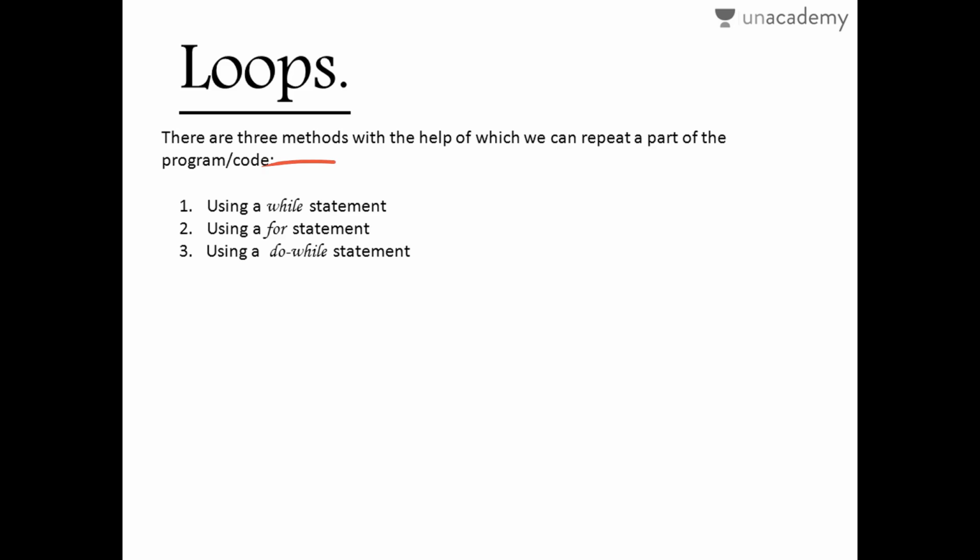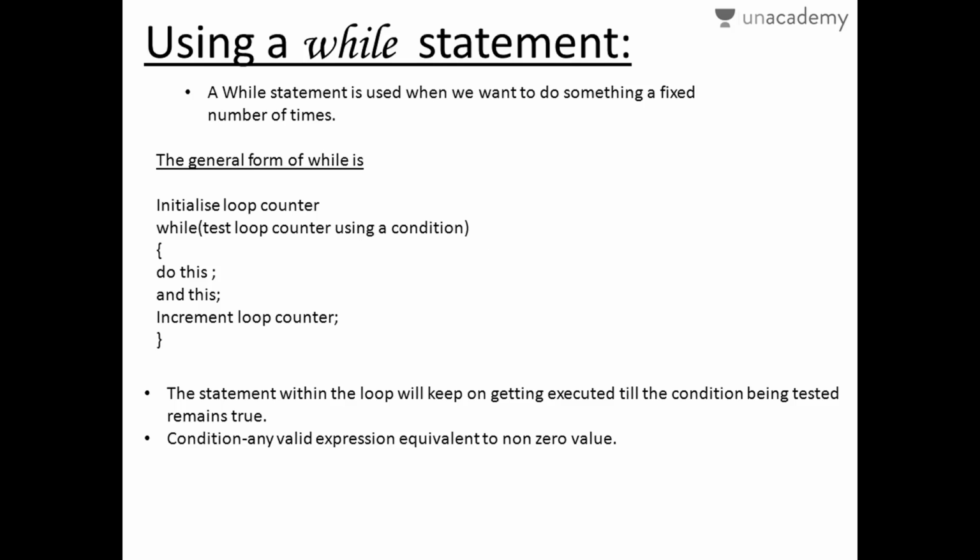Loops generally have 3 methods which help in repeating a part of the program or code. We have while, for, and do while. We'll be discussing while in the beginning. While is mainly used for repeating something a fixed number of times. For example, if I wanted a group of statements to be repeated only 4 times, in that situation I'll be using while statements. The general syntax of the while will be like this.